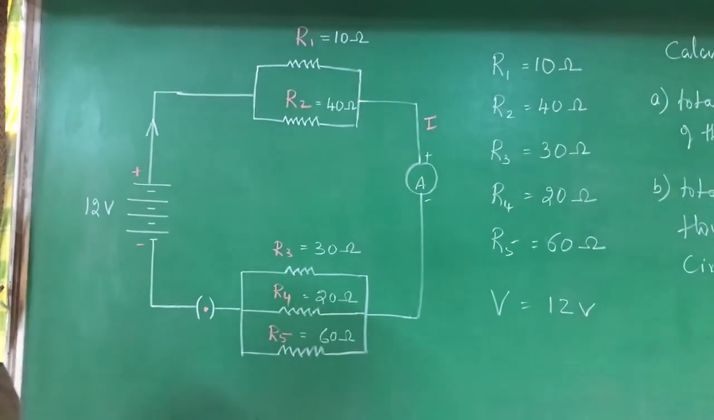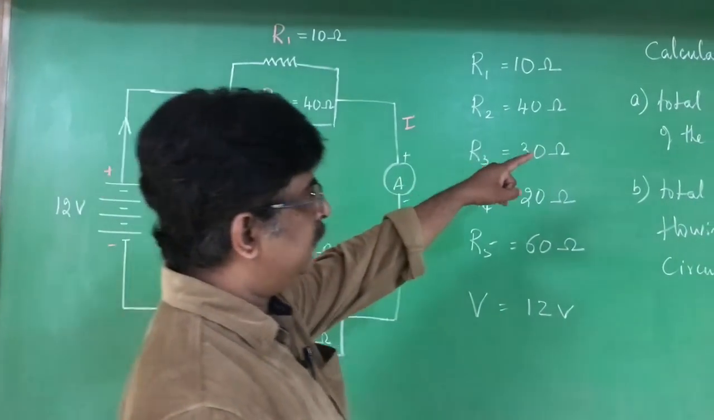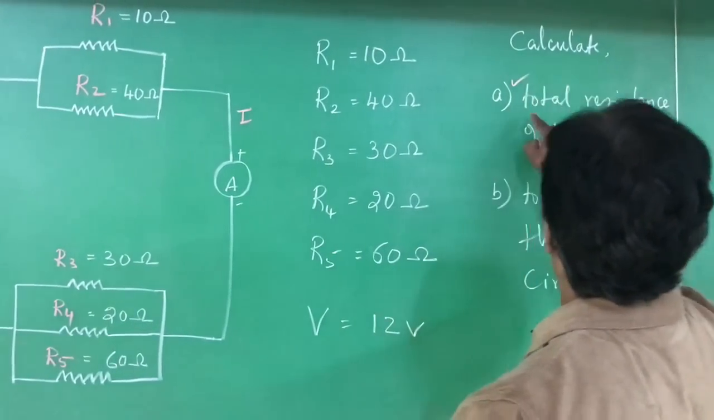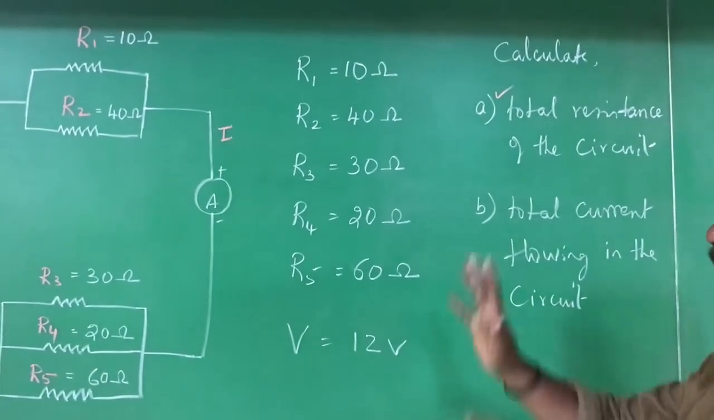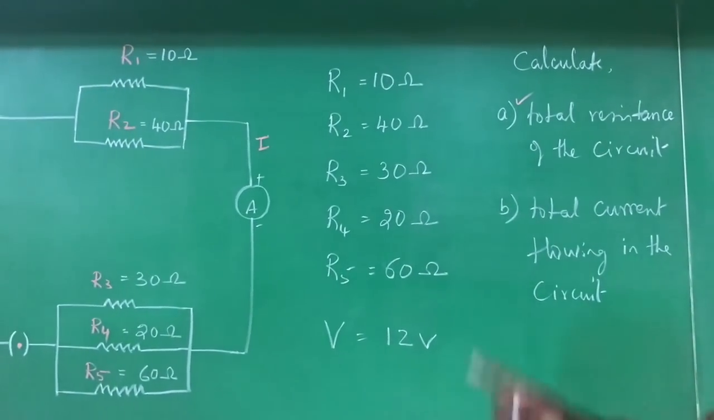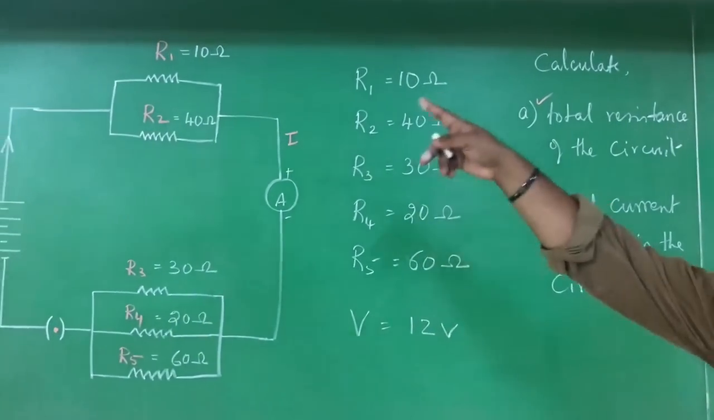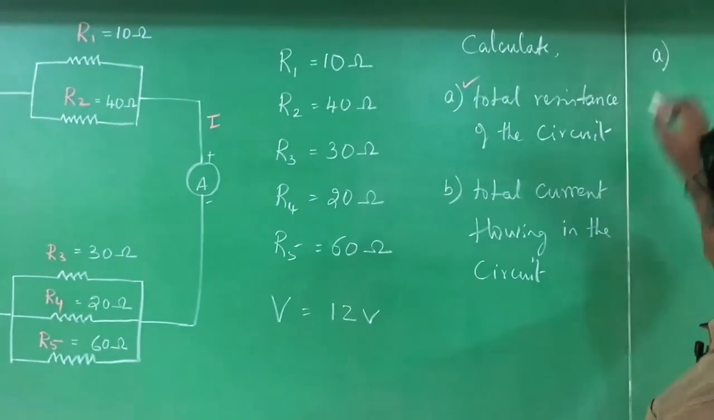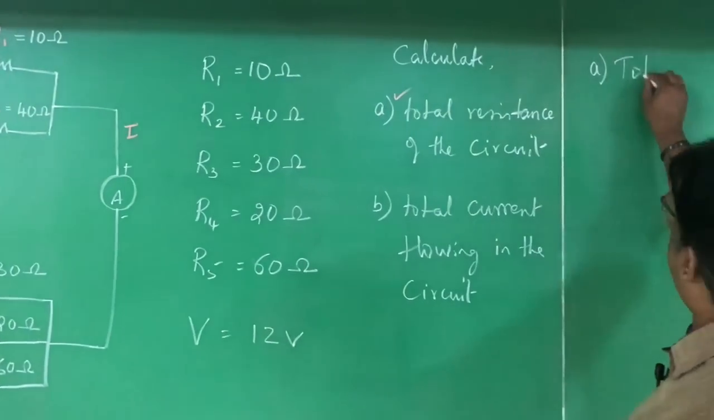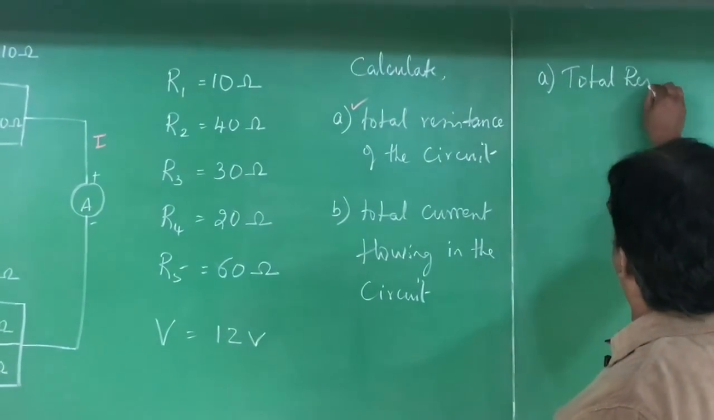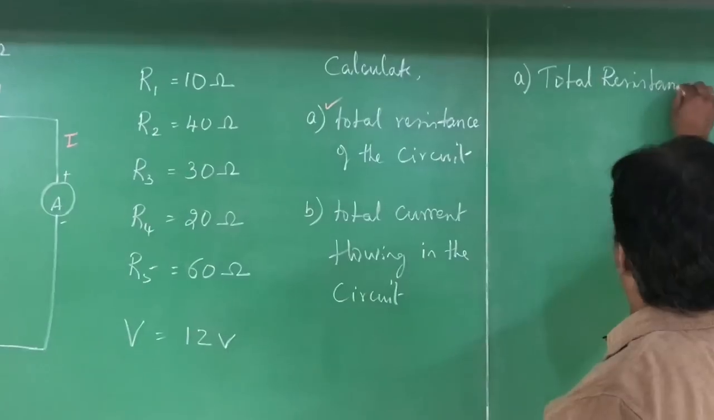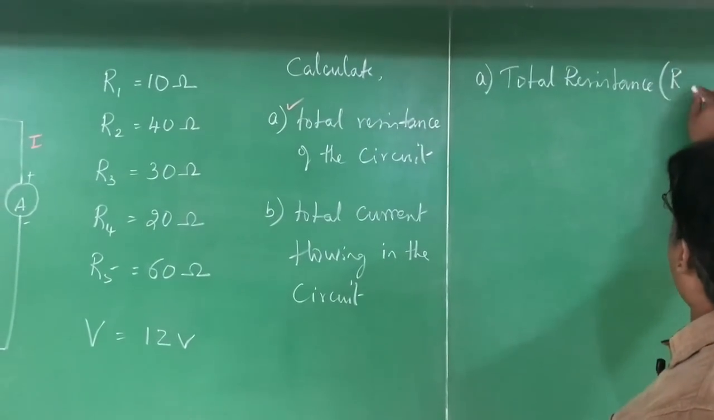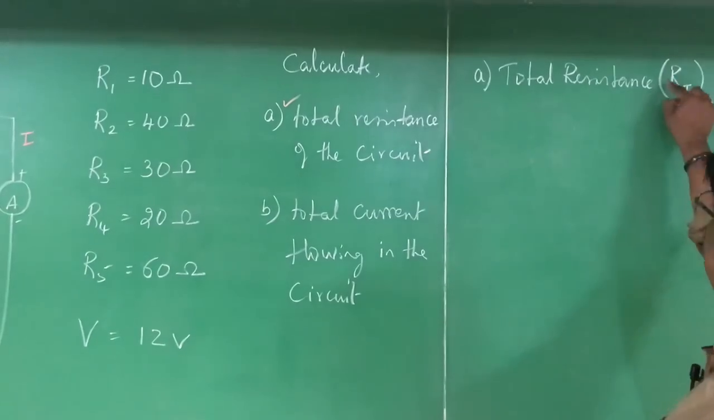What do we have to calculate? The first part is the total resistance of the circuit. What is the total resistance of the circuit? Since it is a combination of resistors, for the first part, A, I write, total resistance I have to calculate. In this case, I write total resistance as RT.